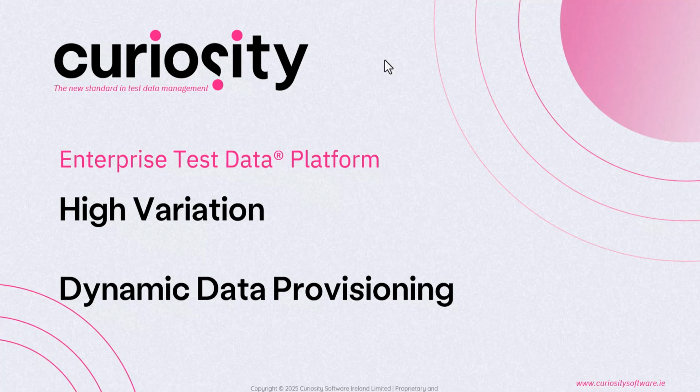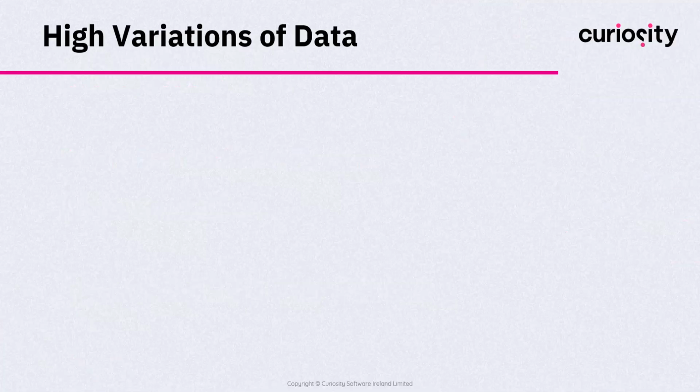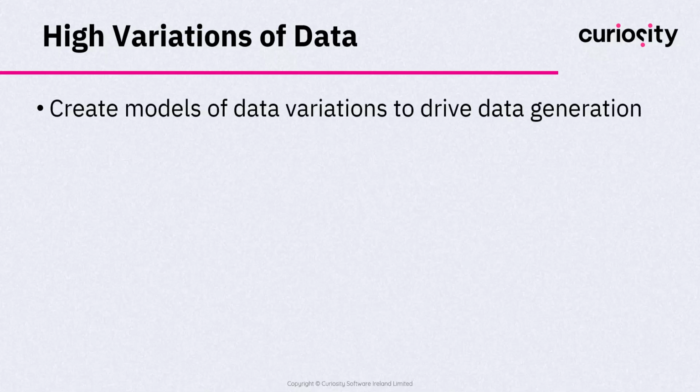This is a short video to show you how you can improve the variations of the data that you are generating into your various development and QA systems. So the way this works is you have a data scenario publish. Once you've done that, you can create models of the data variations to drive data generation, and there's lots of capabilities within that model to do all different levels of coverage, and you can focus on specific combinations that you're interested in for particular sets of tests that you're currently working on.